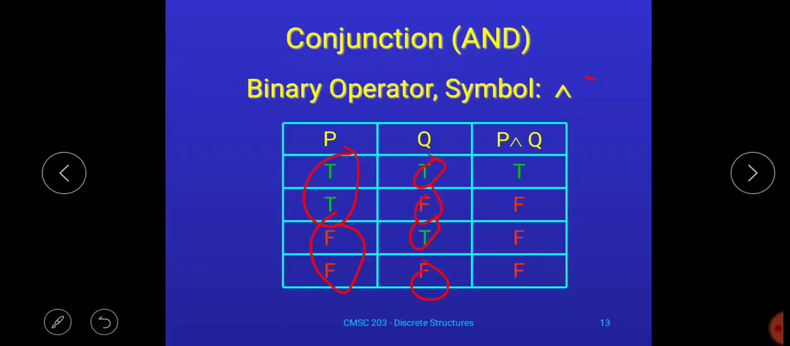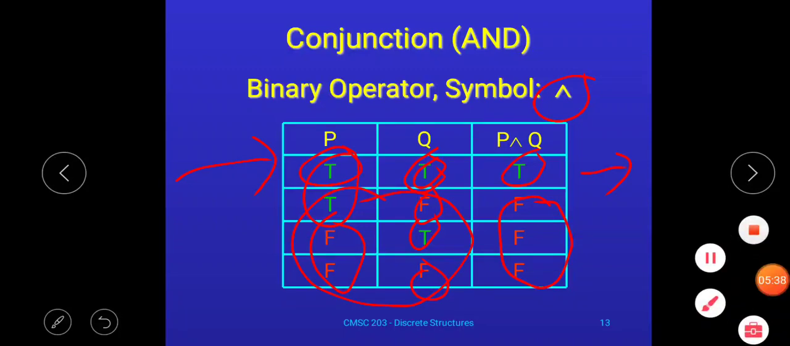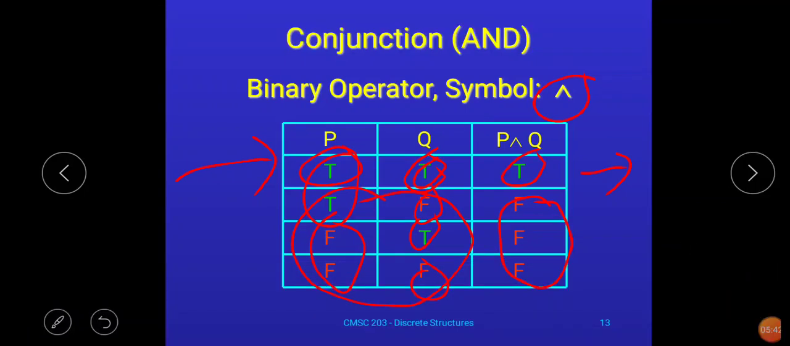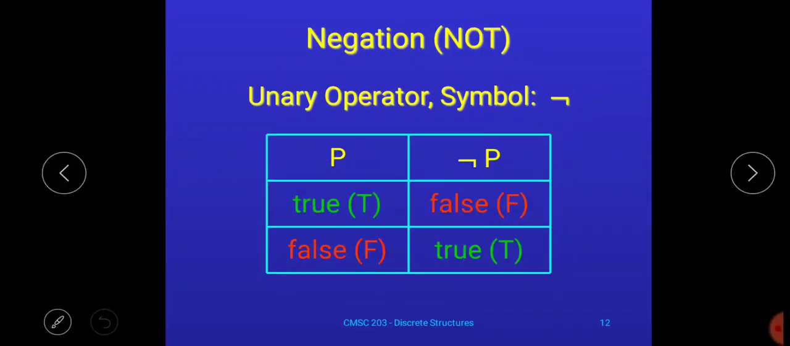And how to remember AND? In case of AND, if both are true, then the output will be true, otherwise it is false. How to remember the truth table for AND? In case of AND, if both are true, then only the output is true; otherwise, in all other combinations the output is false. I hope you are getting this point, the truth table of negation as well as AND.